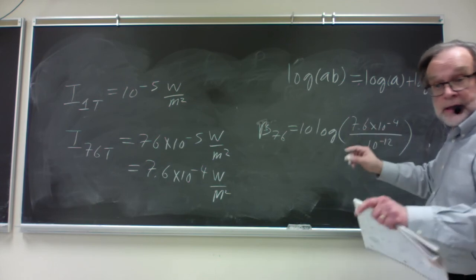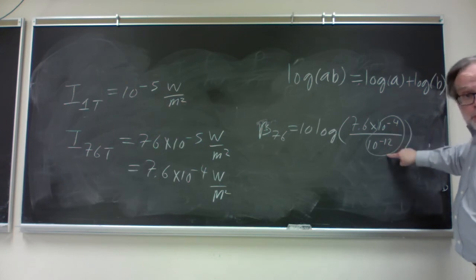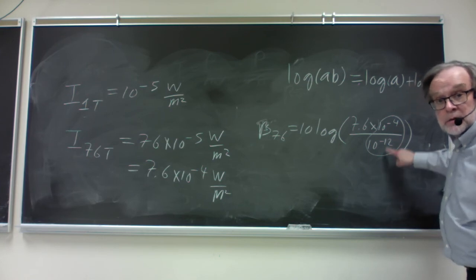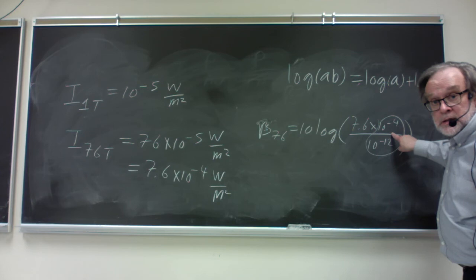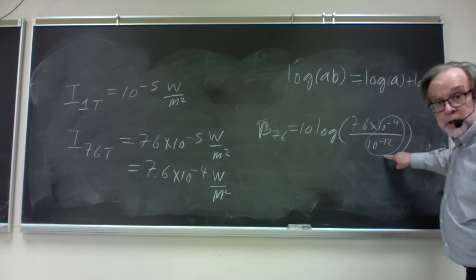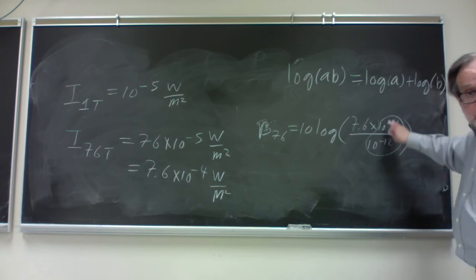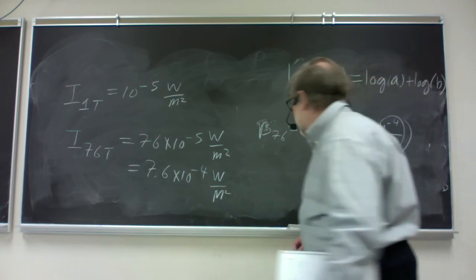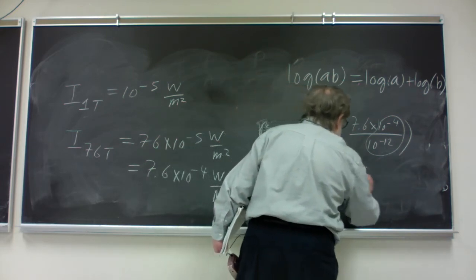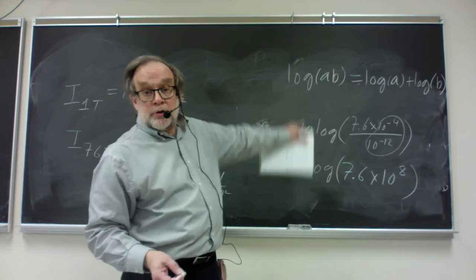So let's lump the factors together like this. This quotient here, 10 to the minus 4 over 10 to the minus 12, is equal to 10 to the 8th. This numerator is a factor of 10 to the 8th larger than this denominator. So we can now rewrite this a little more simply by combining these two into one factor: 10 log of 7.6 times 10 to the 8th. And of course now we have log of a product, so we'll use this rule.